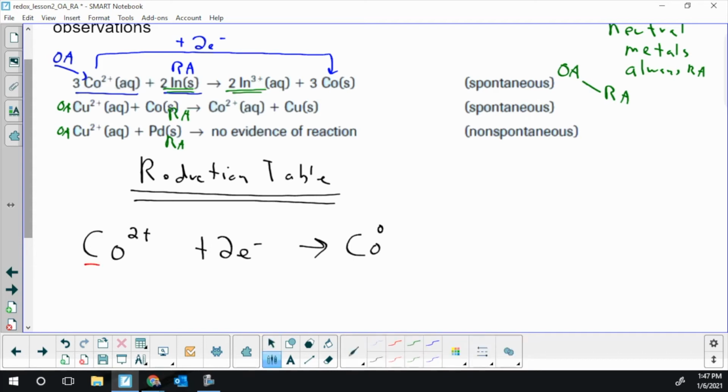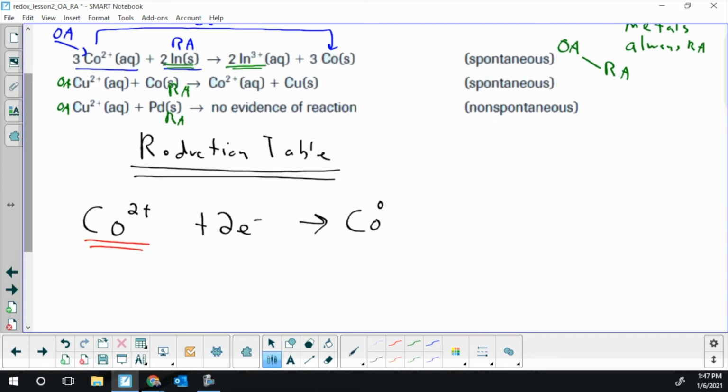And the key here is I started with this as our OA. I know indium as an RA has to be below it. Okay. Now I left some space in between the two products so I can stick something in between if I need to. So indium is our product, and this nicely gives us cobalt 2+ as our OA above indium neutral as our RA.